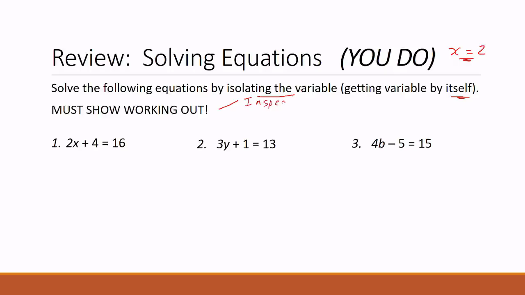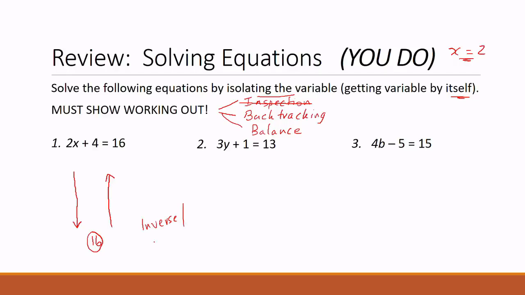Now, I'm going to suggest to you that in this lesson, for these questions, you probably won't be able to see the answer straight up. You might be able to, but what I would actually encourage you to do is to pick one of these 2 methods. I'd like you to pick either backtracking or I'd like you to pick the balance method. So remember, backtracking was when we looked at how we formed the equation to get the solution, which was 16, and then what we did to undo that equation. And to undo the equation, we looked at inverse or opposite operations.